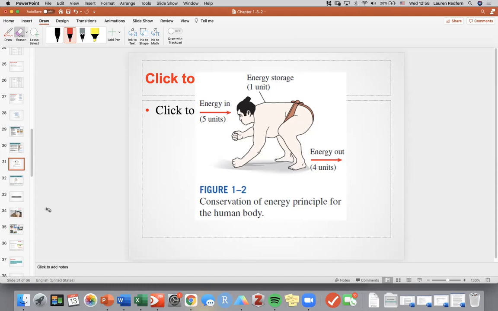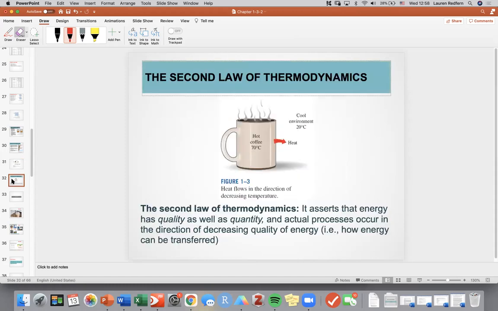Energy cannot be created or destroyed, only transferred. The second law of thermodynamics is a little more esoteric and difficult to deal with. Luckily, we don't start looking at it until the second half of the class. But the second law of thermodynamics says that energy has both quality and quantity, and that real processes occur in the direction of decreasing quality of energy. So the way energy is transferred is often in the direction of the decreasing quality of energy.